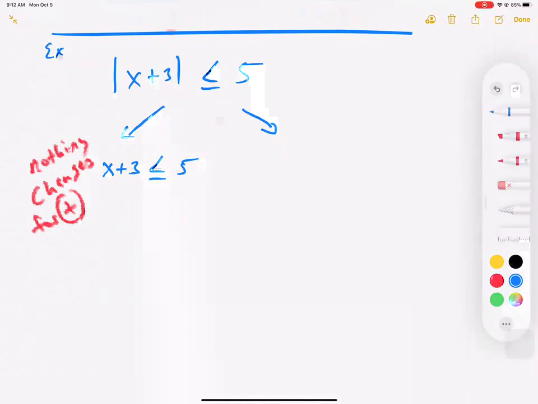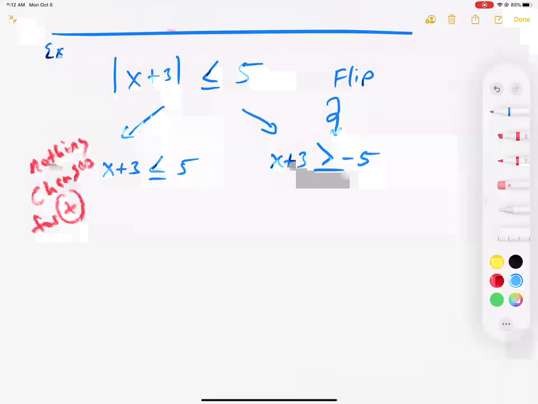But what's going to happen is on the negative side, x plus 3, and we're going to write a -5 here, you flip the inequality and it becomes a greater than or equal to. If it's equal, it stays equal. But we have to flip over that inequality sign. And that's the main rule. That's the only rule that's different. Let's go ahead and simplify the problem.